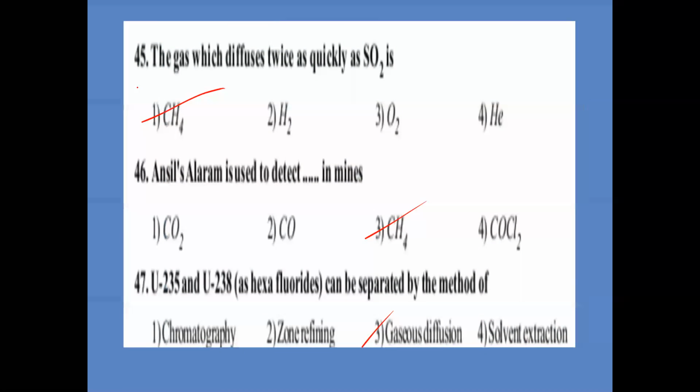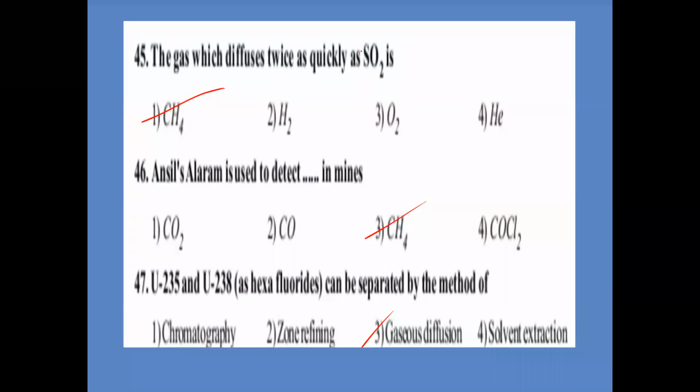Next, question number 45. The gas which diffuses twice as quickly as SO2 gas. SO2 gas is what now here? Sulfur dioxide. Sulfur dioxide, what is the gram molecular weight? Sulfur 32 plus O2 32. 32 plus 32, 64 gram per mole. 64 gram per mole is the gram molecular weight of SO2.